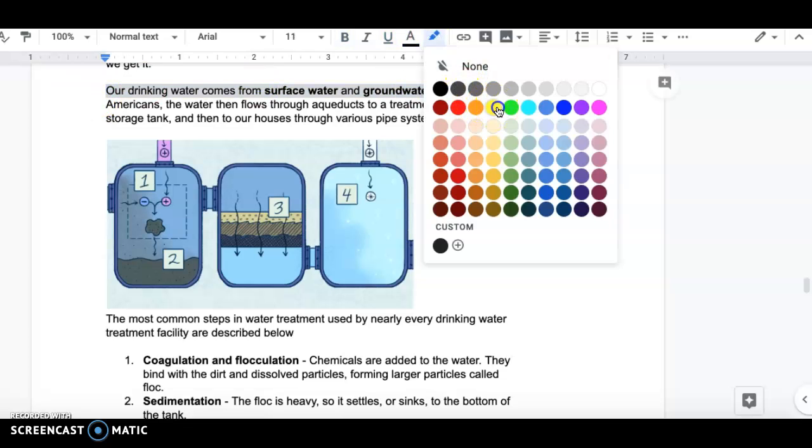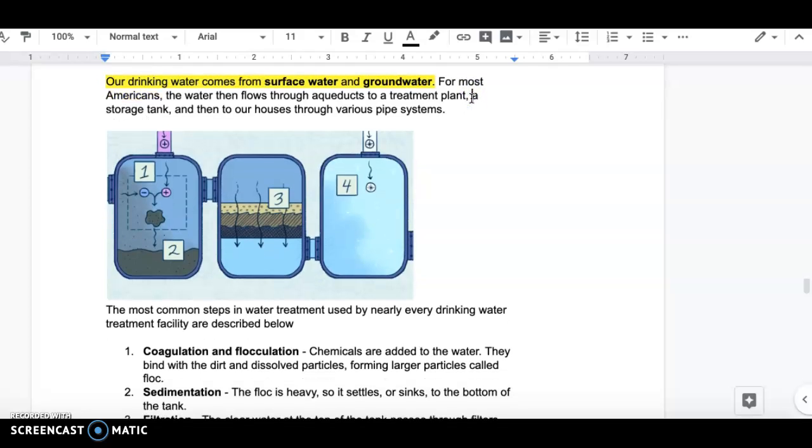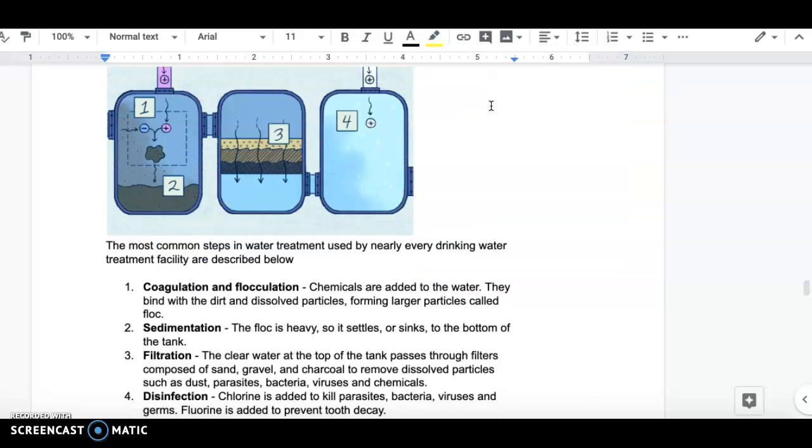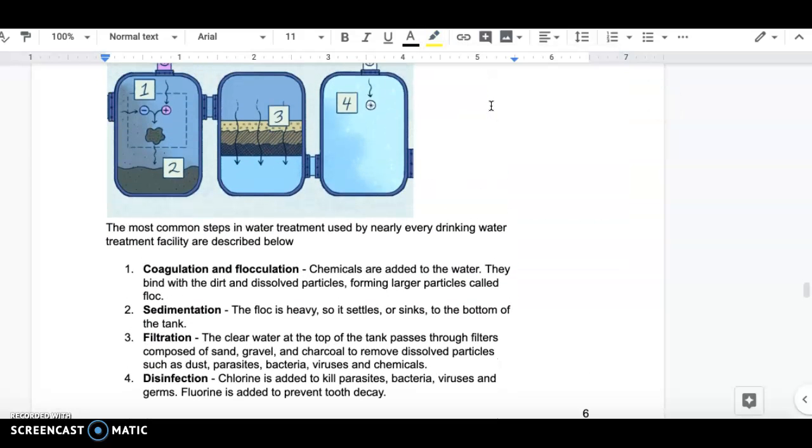That's important, highlight it. For most Americans, the water then flows through aqueducts to a treatment plant, a storage tank, and then to our house through various pipe systems. Highlight that. The most common steps in water treatment used in nearly every drinking water treatment facility are described below.